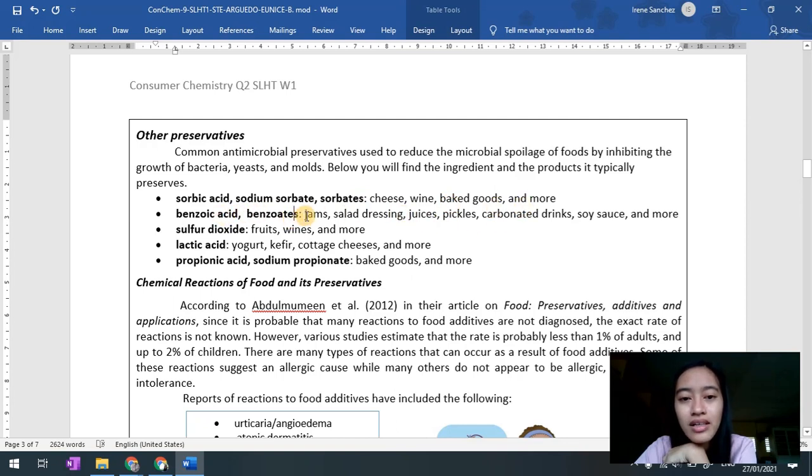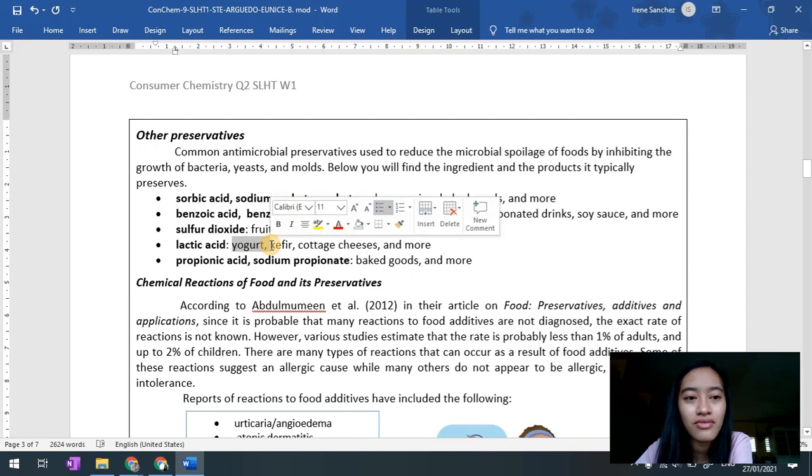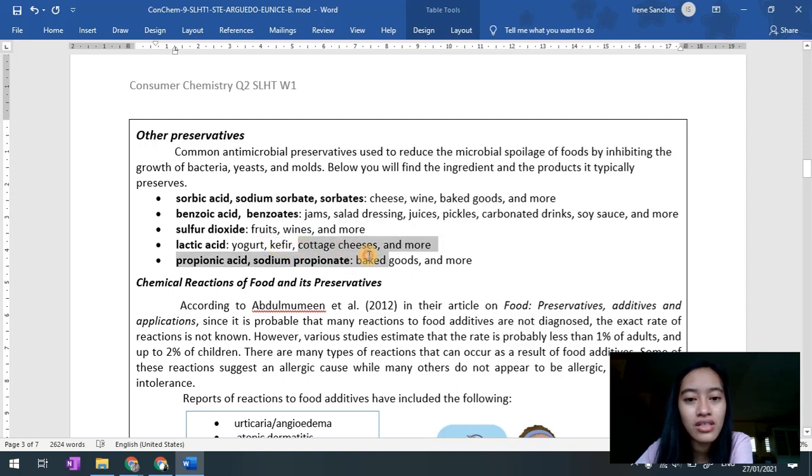Benzoic acid and benzoates are in jams, salad dressings, juices, pickles, carbonated drinks, soy sauce, and more. Sulfur dioxide is added in fruits, wines, and more, so packed fruits, processed fruits. Lactic acid is in yogurt, kefir, cottage cheese, and more. Propionic acids, sodium propionate, in baked goods, and more.